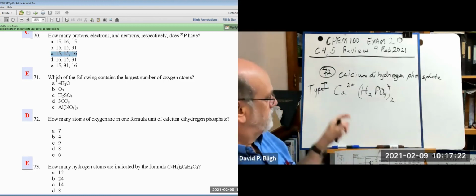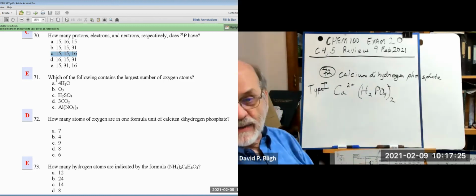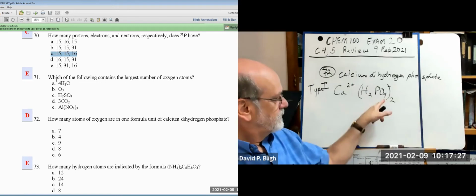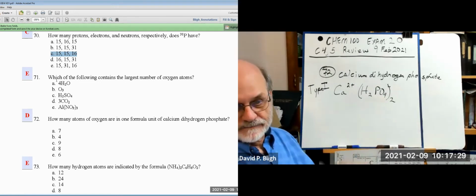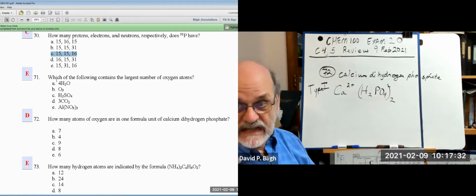Now we've got our formula. Now how many oxygens do you have? 2 times 4 is 8. That's why the answer is D.